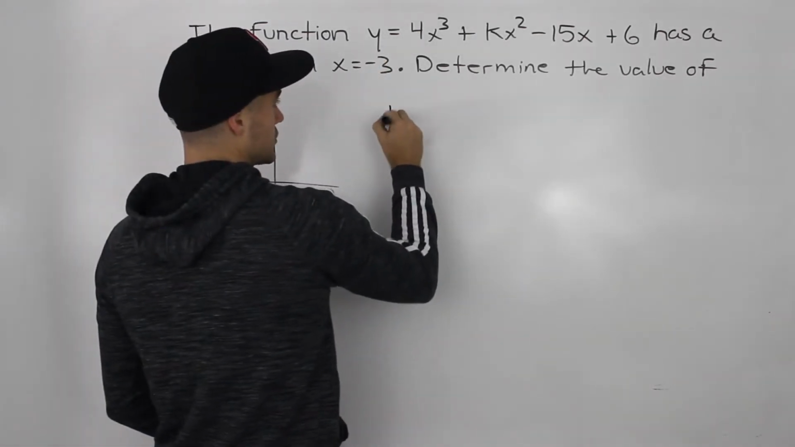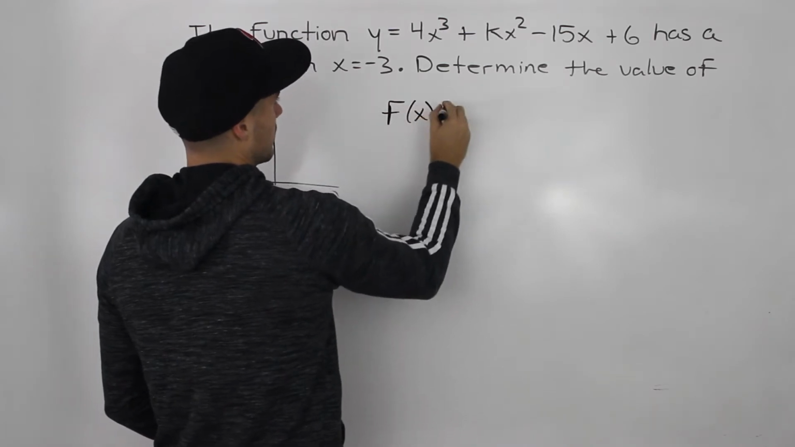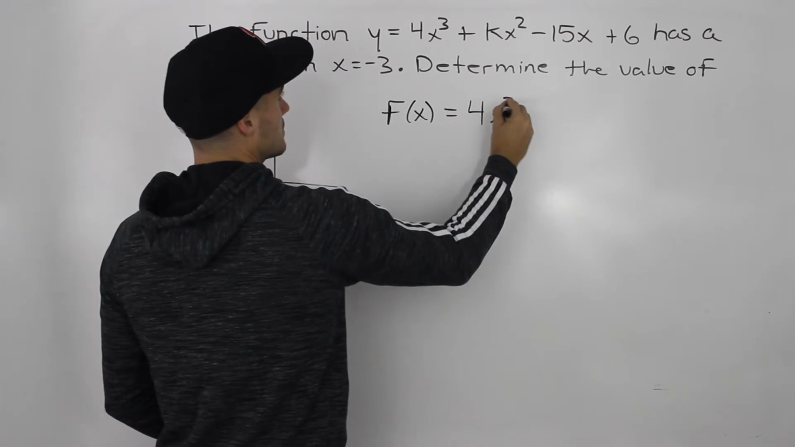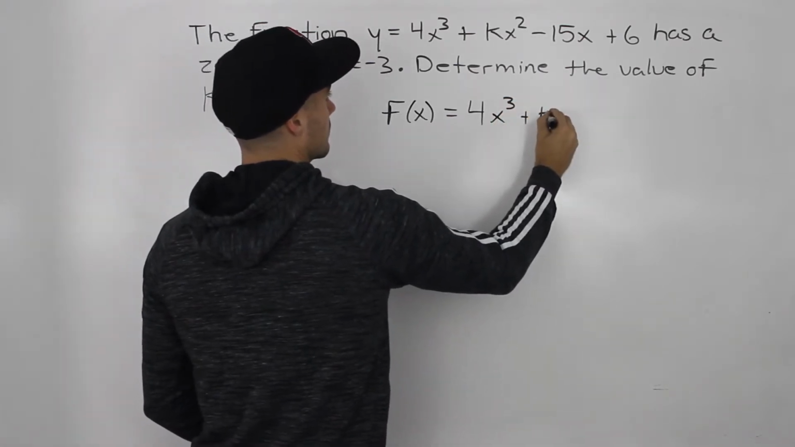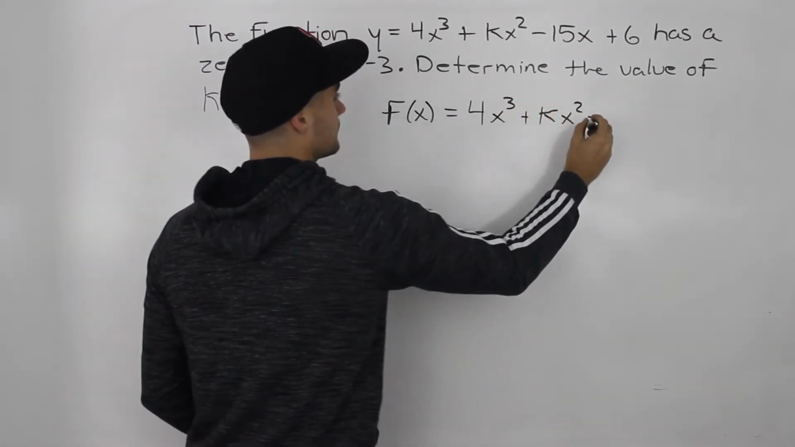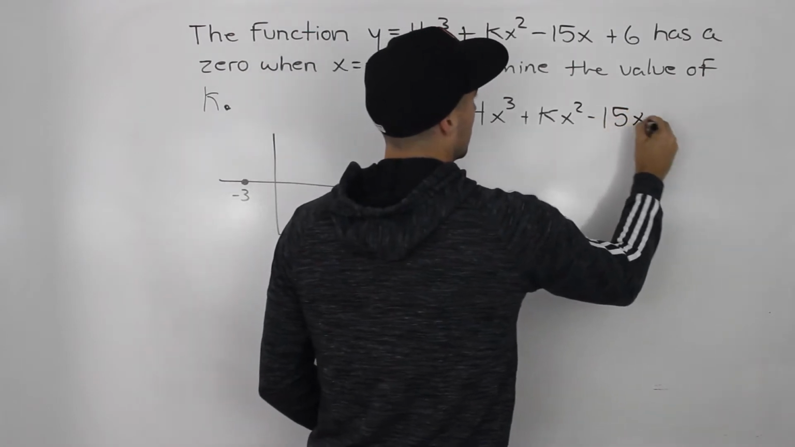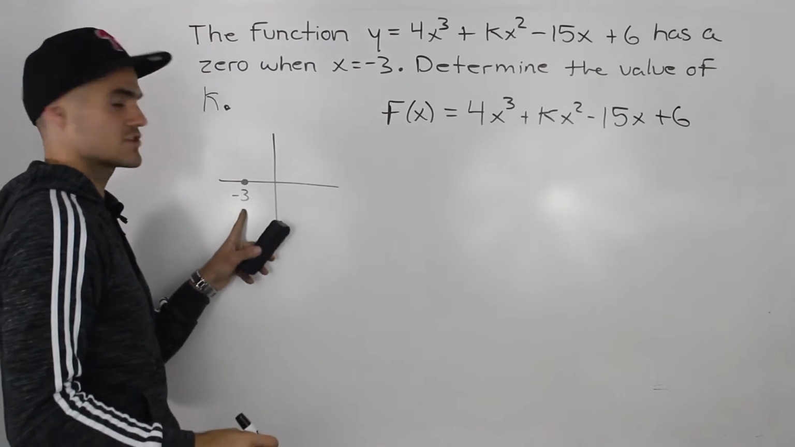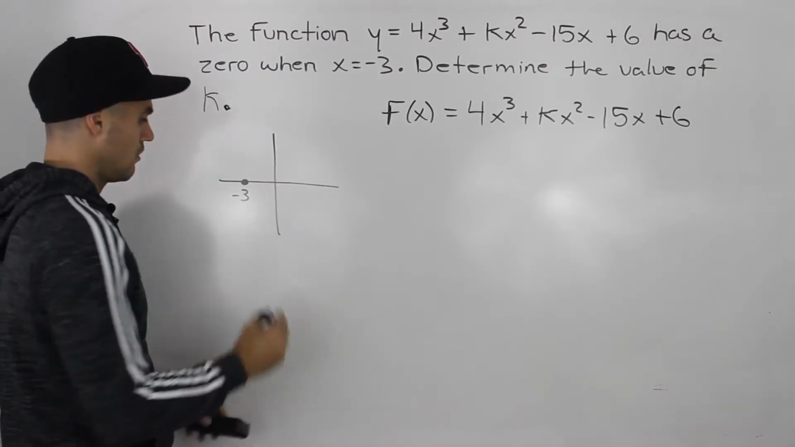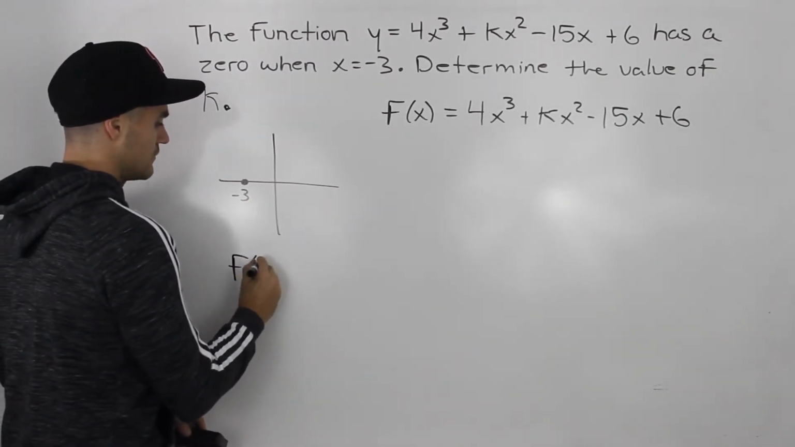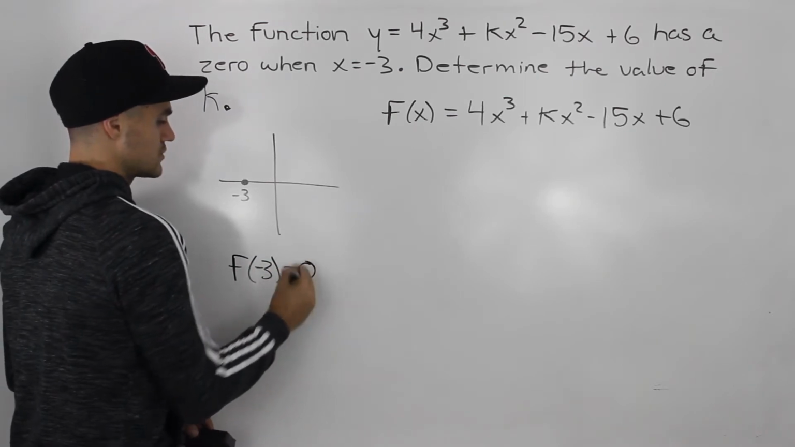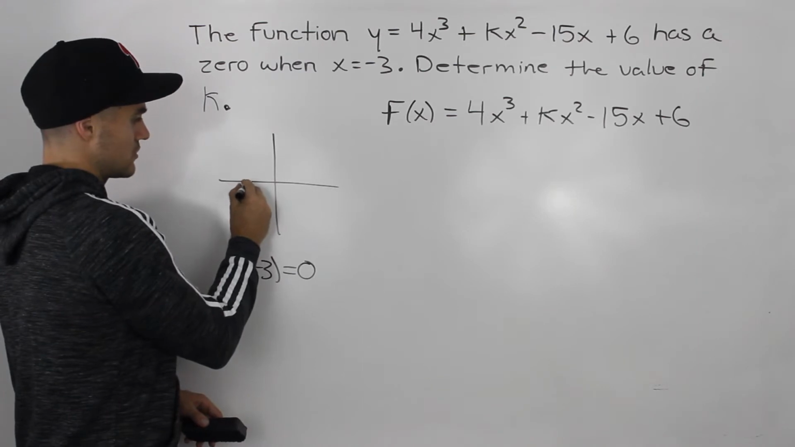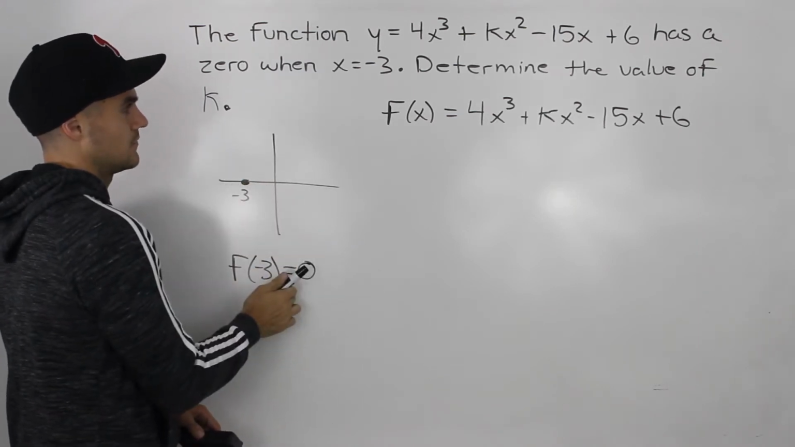So if I take this function and instead of putting y, let's put f of x here. Make it look a little nicer. So if I rewrite this function like this, if this function has an x-intercept at -3, all that means is that f of -3 is equal to 0. Basically, at an x value of -3, the y value is 0.